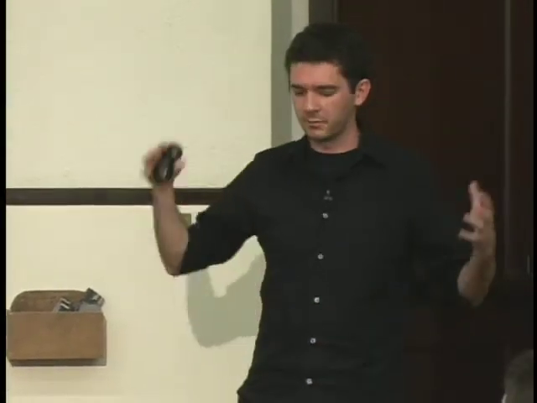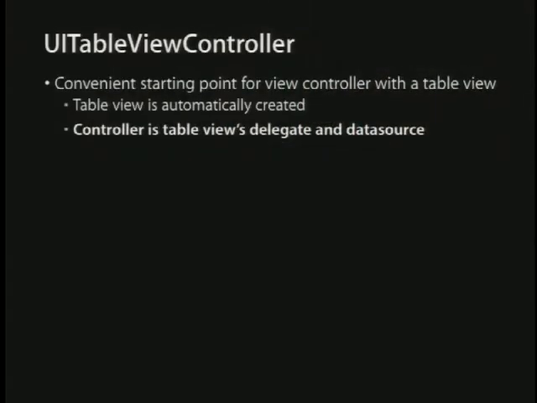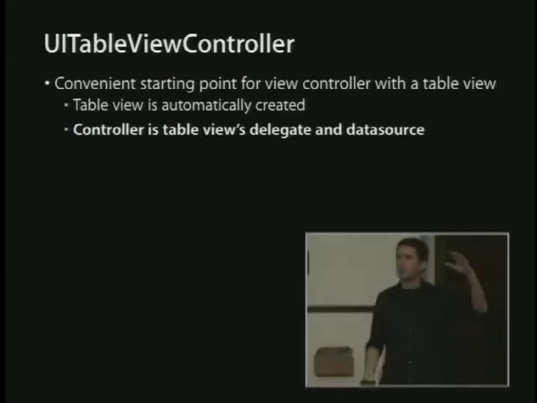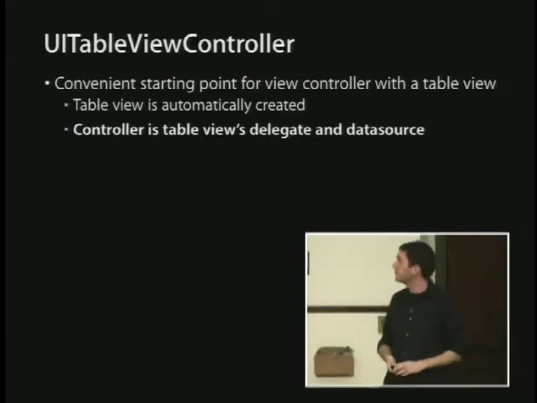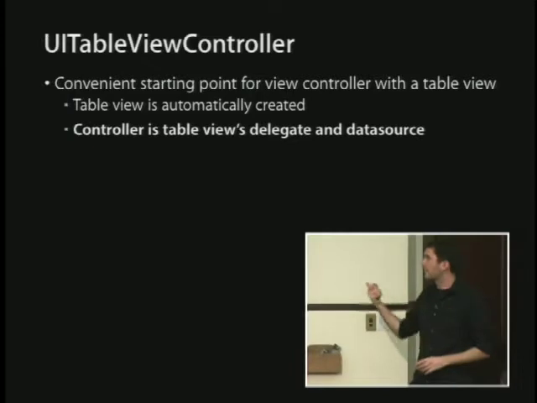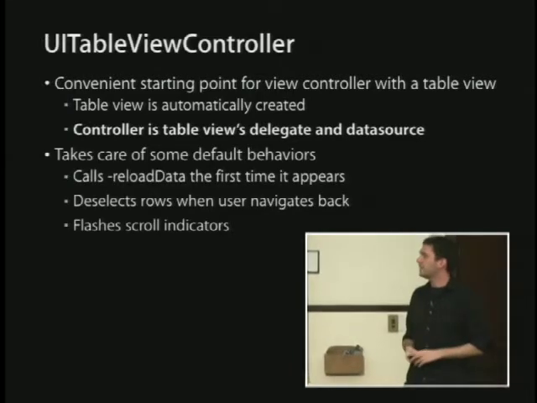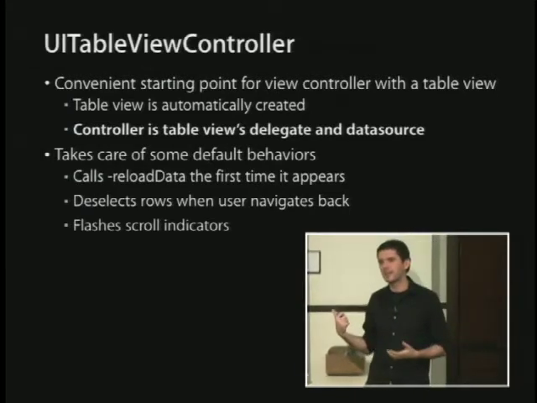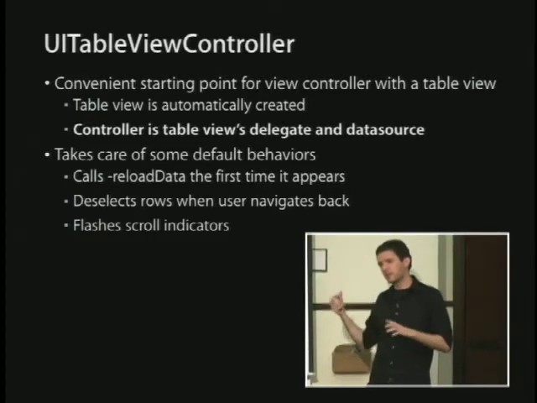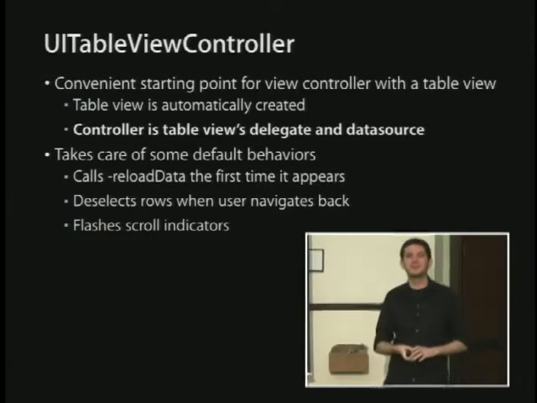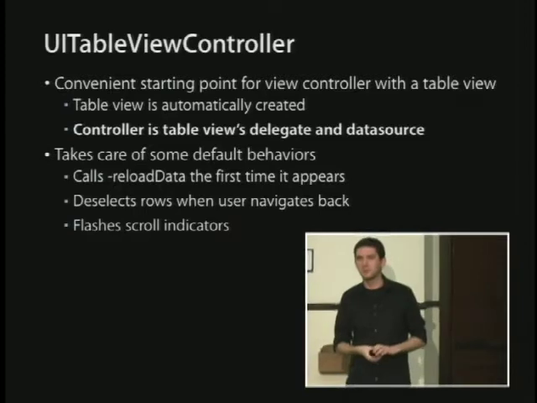It's a pretty convenient starting point if you intend to use a full screen table view style thing, the kind of stuff that Mail does, where you've got an entire screen that has pretty much just a table view. As I said, the table view is automatically created, and the controller is the table view's data source and delegate. It calls reloadData for you the first time it shows up. It deselects rows when the user navigates back. So you kind of saw that in that video. If you weren't paying close attention, I'm sure you didn't notice because we went through pretty quick.